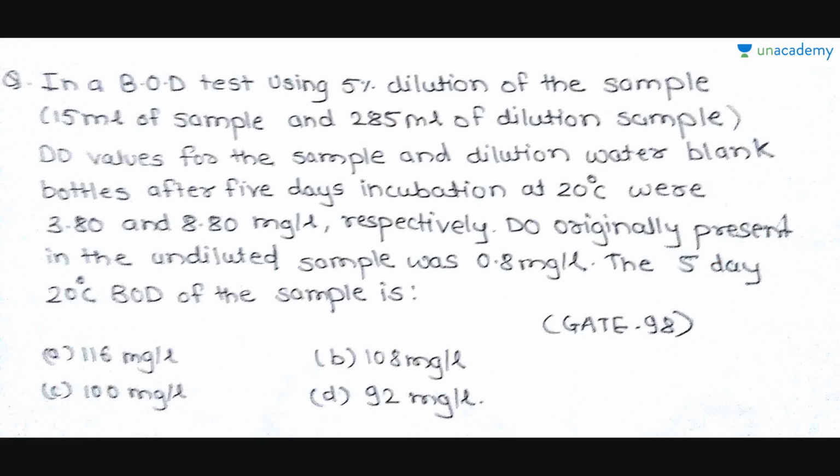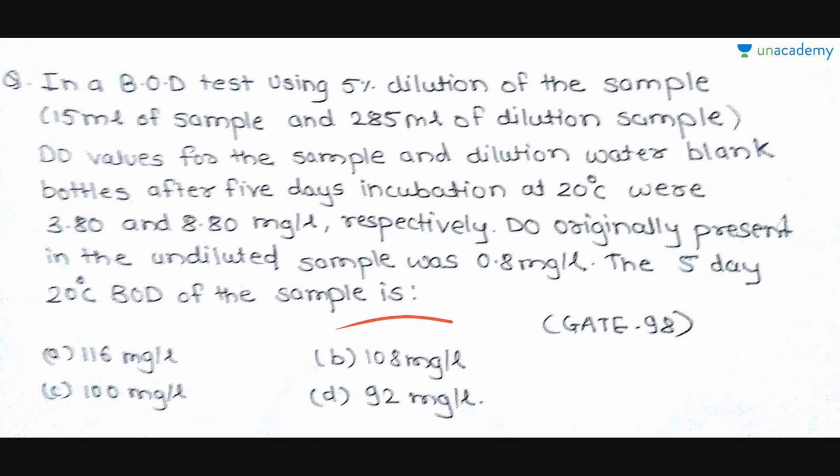So the next question is, in a BOD test using 5% dilution of the sample, that is 15 ml of sample and 285 ml of dilution water, DO values for the sample and dilution water blank bottles after 5 days incubation at 20 degrees Celsius were 3.80 and 8.80 mg per liter respectively. DO originally present in the undiluted sample was 0.8 mg per liter. The 5-day 20 degrees Celsius BOD of the sample is, right?